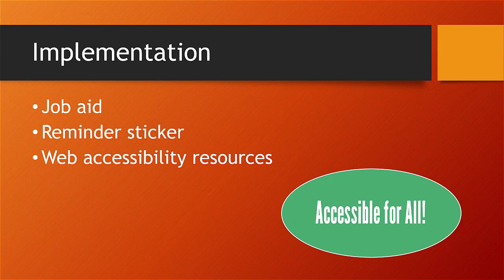This slide shows instructional materials that will be included in the implementation, such as a job aid listing steps for correcting accessibility errors with Total Validator Basic, a reminder sticker that says Accessible for All, and a list of web accessibility resources in case they want to investigate the subject further, as well as a list of the assignments to remind them what they need to complete before they can receive their certificate.